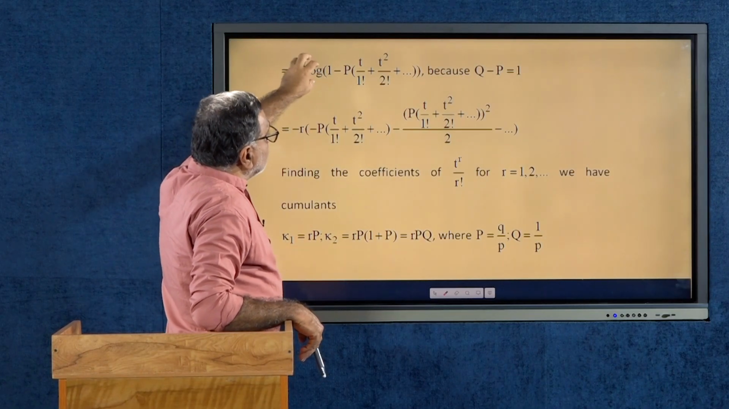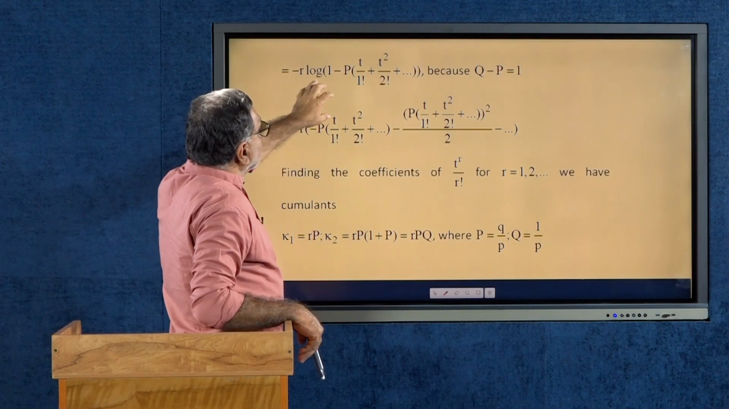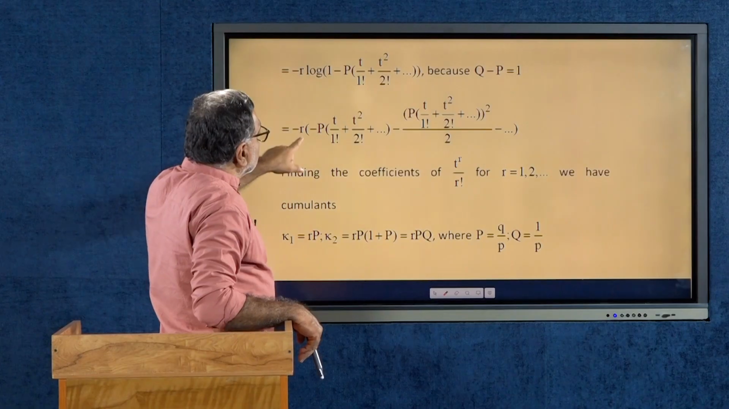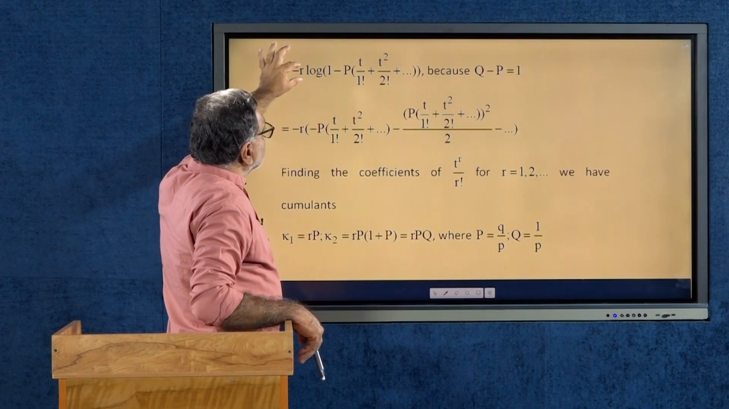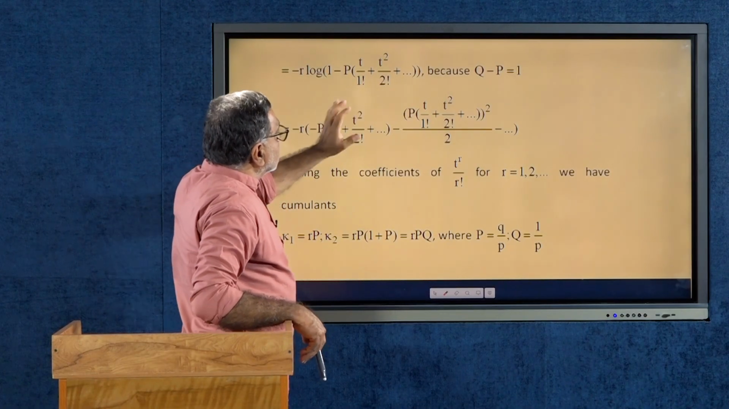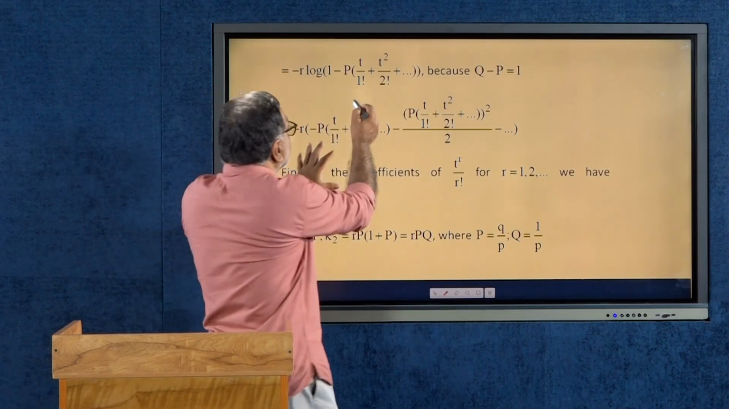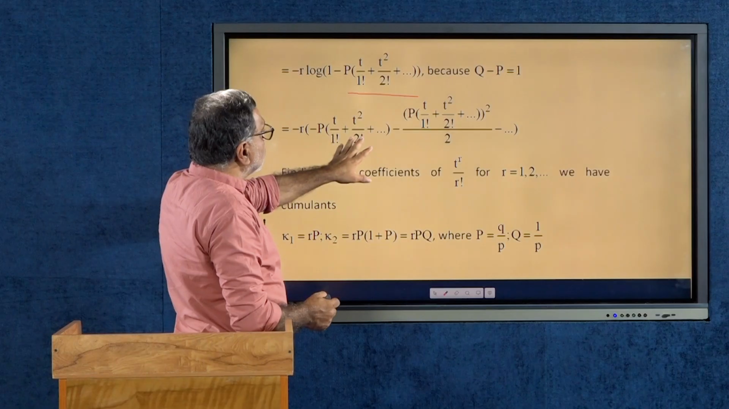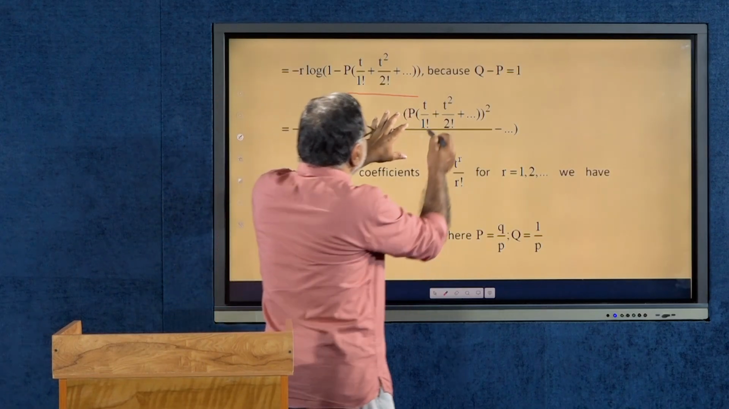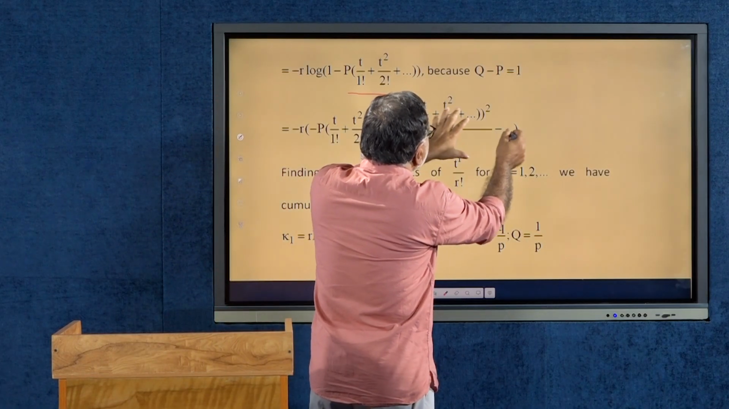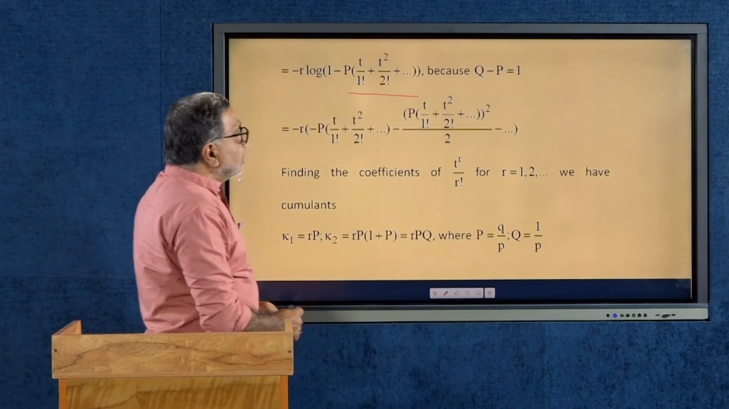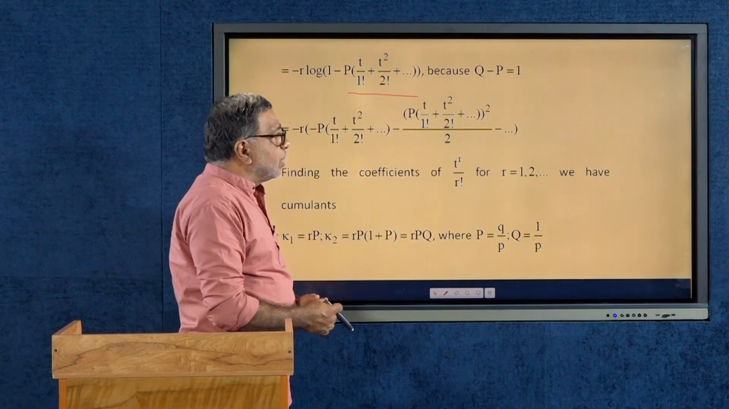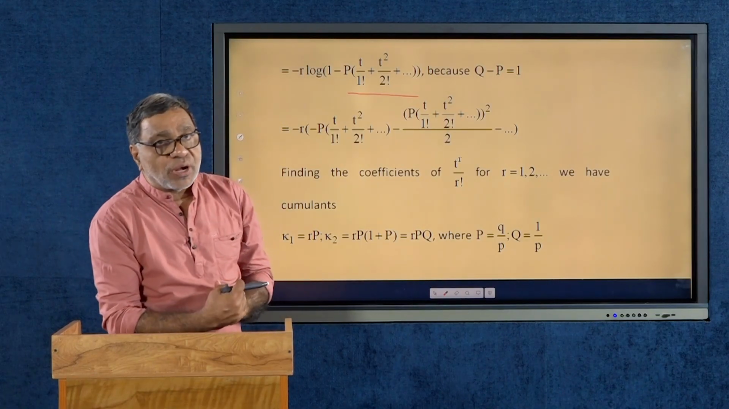Again, using the logarithmic expansion of log of 1 minus x, this is written as minus r times the logarithm of 1 minus x, that is minus x, which here is minus p, t divided by 1 factorial plus t square divided by 2 factorial, etc. And from this expression, find the coefficient of t power r divided by r factorial for different values of r.